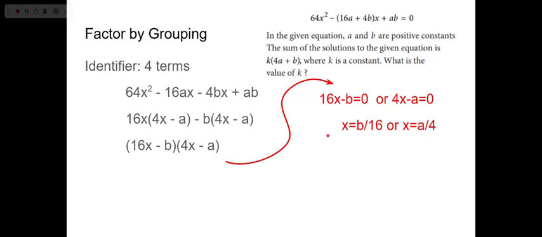Okay, and you think, man, this is a really long problem. Well, hopefully you did the other problems really fast so you can spend some time on this last problem. And it says, hey, the sum of solutions. Sum means I'm going to add them. So when I add these two, my sum of solutions is going to be k times 4a plus b.